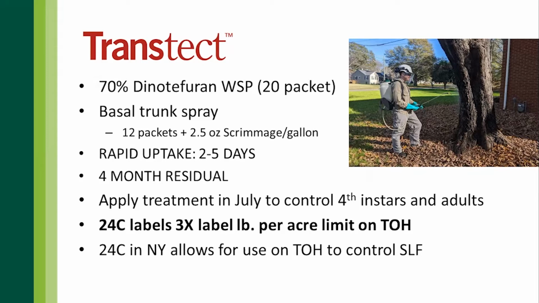Be aware that we do have a 24C label for 3 times the pounds per acre limit on Tree of Heaven as well. So if you have a property that has a lot of Tree of Heaven, this can be a really nice tool to reduce the insect population on a lot of the preferred plant material. And there is a 24C in New York that allows for use on Tree of Heaven to control spotted lanternfly as well. So Patrick, I'll push it over to you to do a bark spray demonstration.